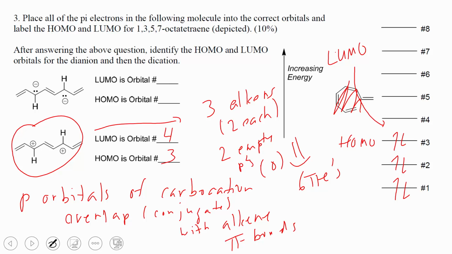All right, so the principles are: count the number of electrons in conjugation, put them in the lowest energy orbitals first, 2 at a time.